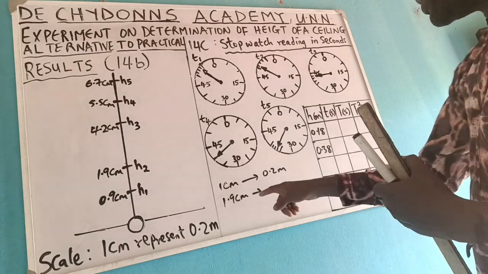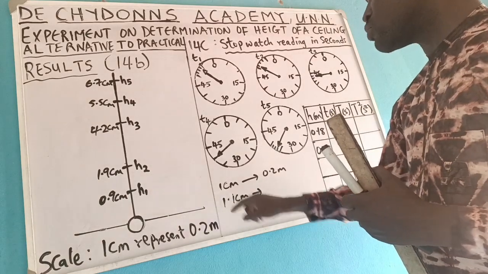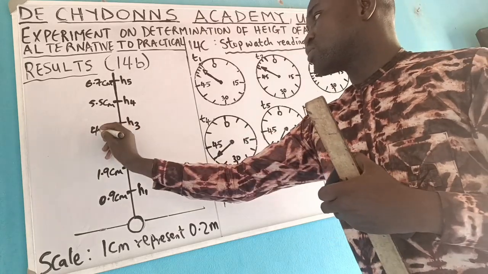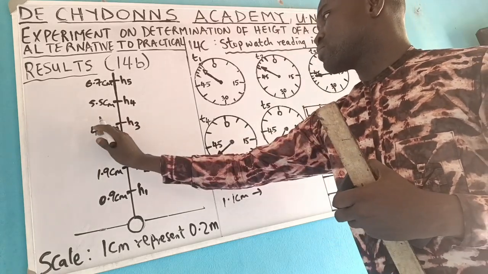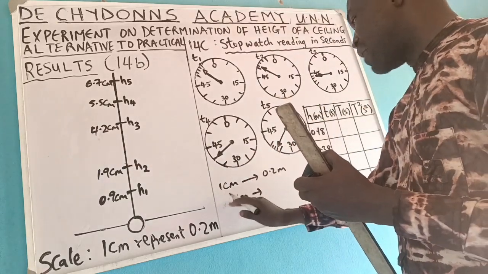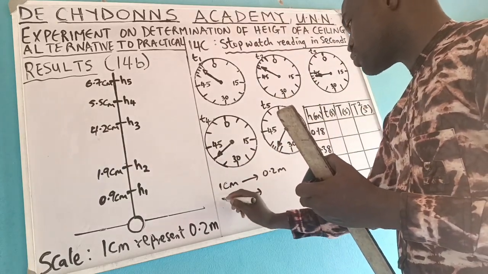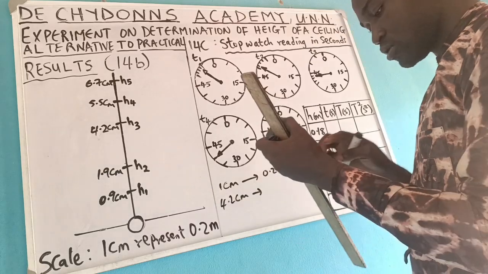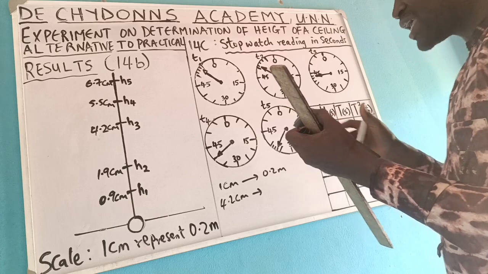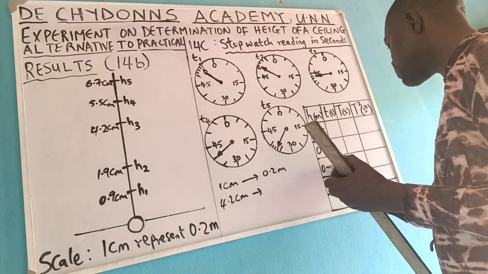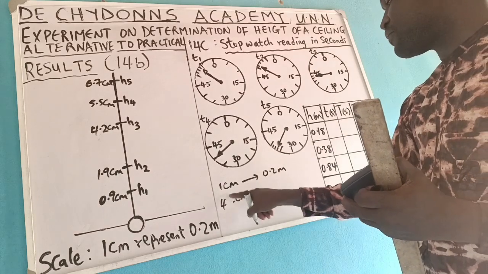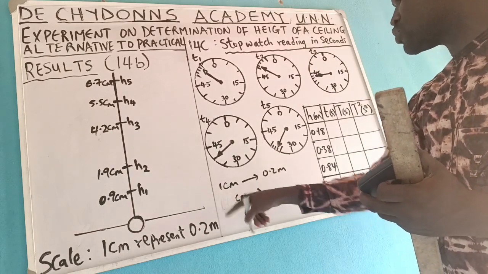Now, for the next one, 4.2. This is 4.2, not 42. So 4.2 times 0.2 gives you 0.84. Then 5.5 times 0.2.